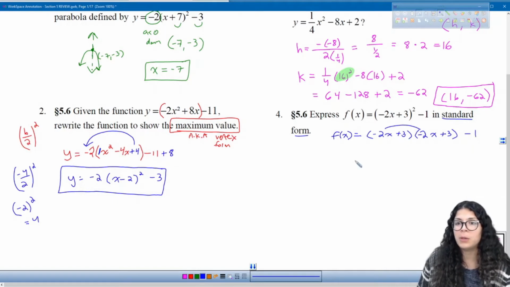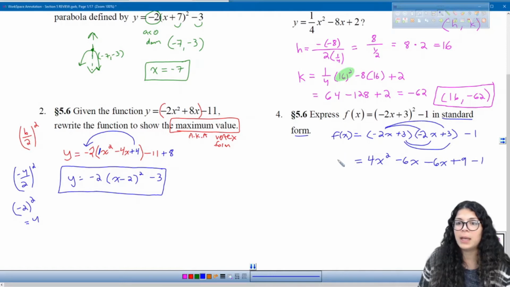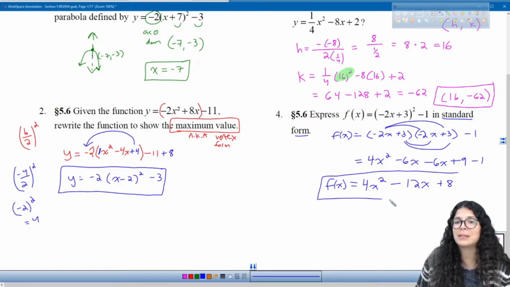Let's go ahead and distribute. The negative 2x times negative 2x would be 4x squared. Negative 2x times 3 would be negative 6x. 3 times negative 2x would be negative 6x. And then 3 times 3 is 9. Bring down the minus 1, and then we can go ahead and combine like terms. 4x squared cannot be combined with anything. Negative 6x minus 6x is negative 12x. And then 9 minus 1 is 8. And that is the standard form. Remember, for standard form, all you do is simplify.